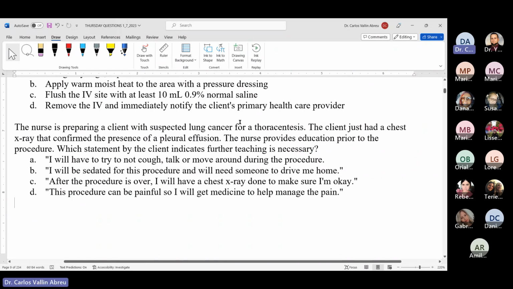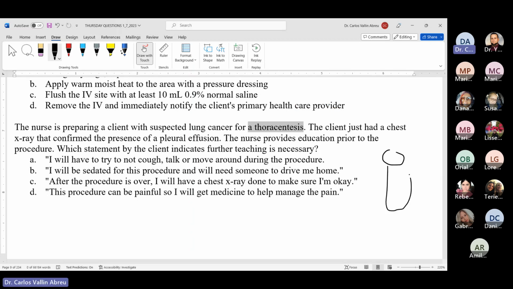My question is, do you think that a thoracentesis requires sedation? Yes or no? No. The answer is no, because the client must keep the upright position. The client can be as upright as possible. Precisely, what is the rationale of having this position? Because the liquid that is free in the pleural space should be moved by the gravity force to the bottom.